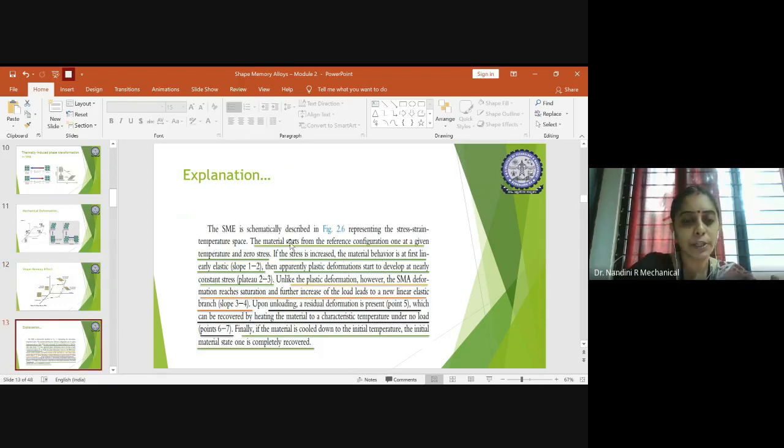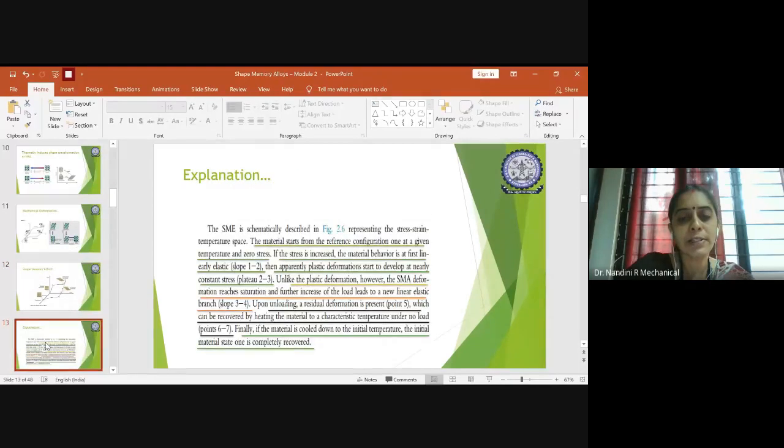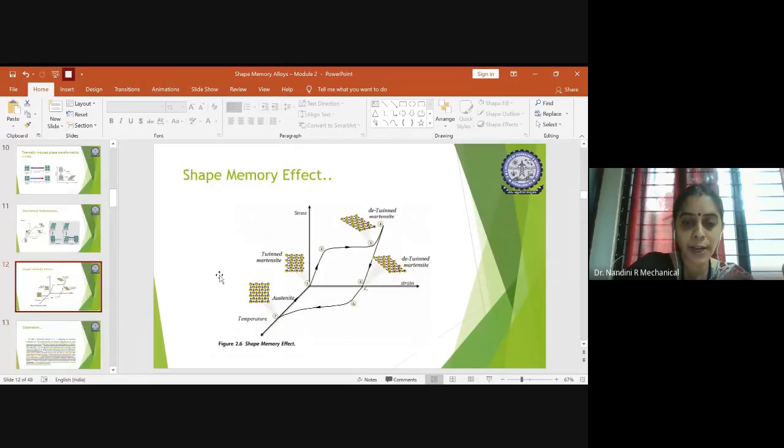So now let us start with the explanation. I have told you that it represents a stress, strain, and temperature space. The material starts from the reference configuration at zero stress. So when the material is here, it does not have any stress or strain. Why? The material is not subjected to any temperature. At this point, stress will be zero, strain will be zero, and temperature will be zero. Hence, it will not have any induced stress or strain in it. So this is the first stage, right?